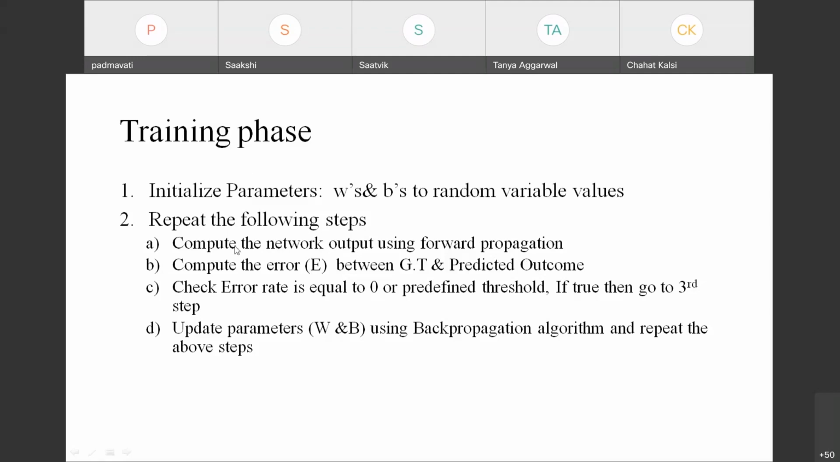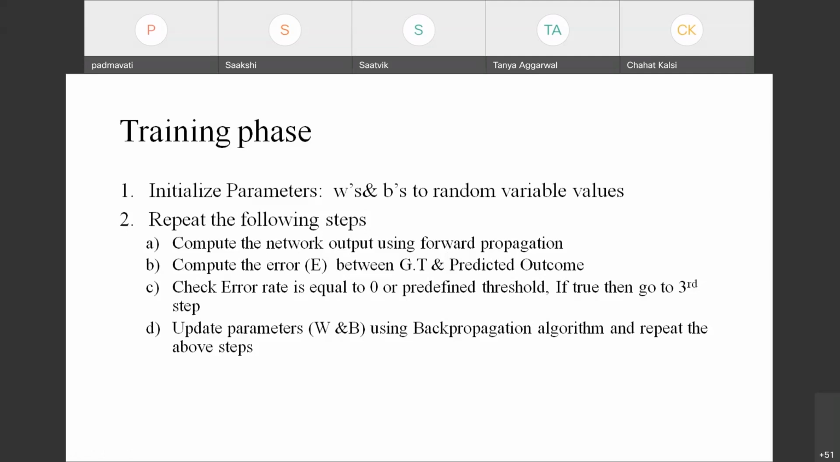That is the predicted output we will get. So the very first step in training, after initialization, is to compute the network output using forward propagation. This network output is our predicted output, right? Once we have computed the predicted output, we compute the error, the error between the ground truth and the predicted outcome. You do remember we used the term y hat as predicted outcome and y as our ground truth, the actual value.